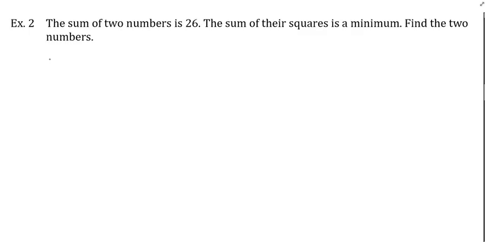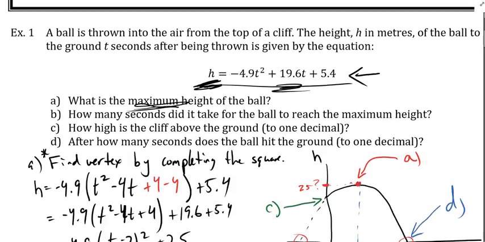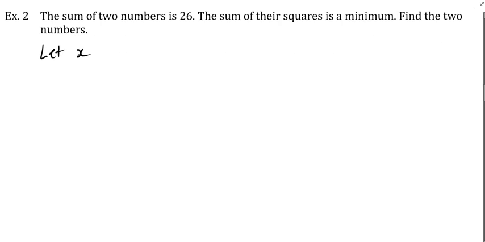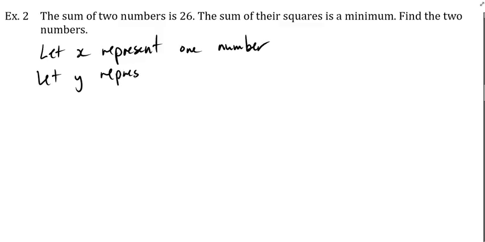Okay, so what do we start with? Let x. Why didn't we do this in the first question? Because it tells us what h and t are. It gives us the equation and tells us what h and t are. h is height in meters, t is time in seconds. Those are your let statements. So why would we redo it, right? This one doesn't. So let x represent one number and let y represent the other number. So what do I know about x and y?